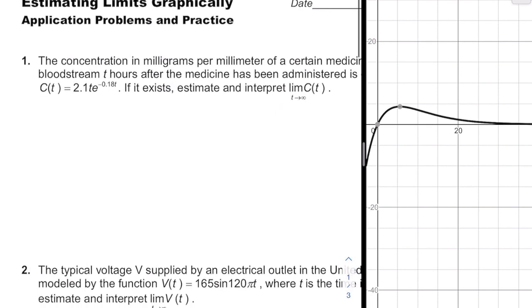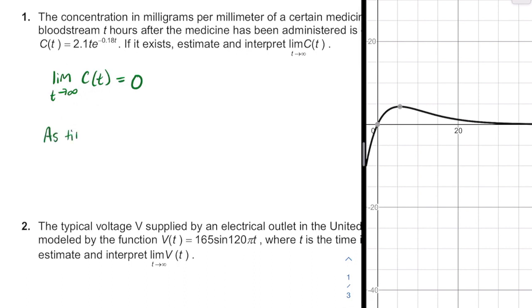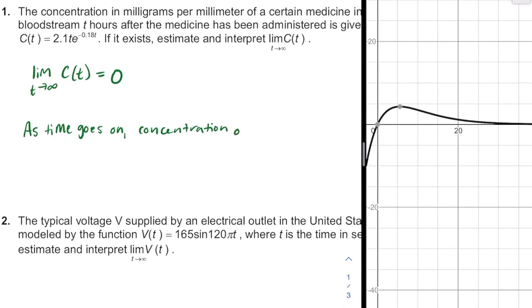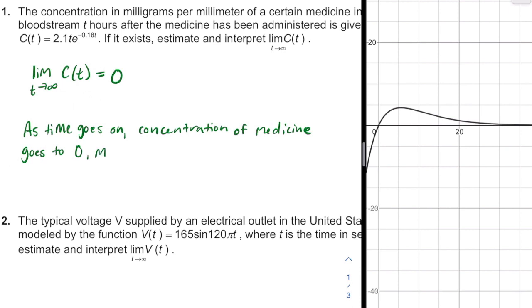This means for us that the limit as t goes to infinity of our concentration function C of t is equal to 0, which means that as time goes on, the concentration of the medicine goes to 0, meaning the medicine is leaving the bloodstream.